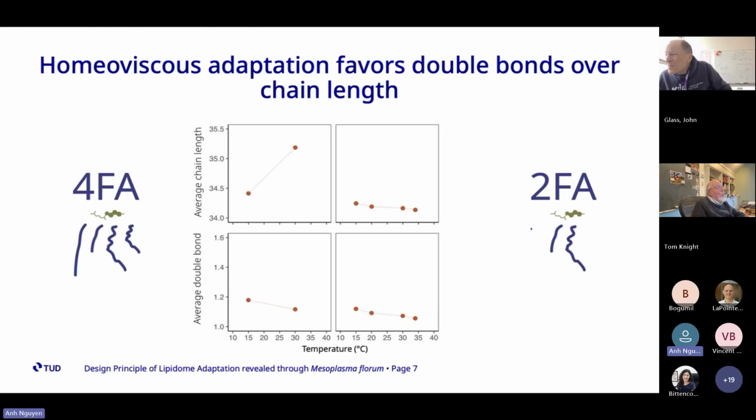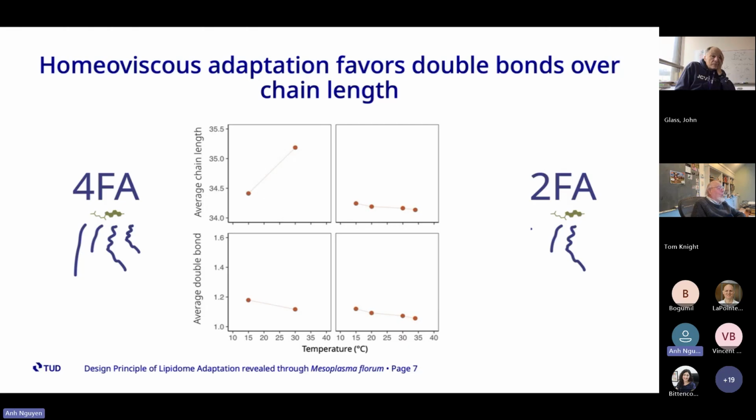And in this case, we see that they choose to adapt the double bond pattern. So the average double bond for the diets with 4 fatty acids and 2 fatty acids are similar, and they completely forgo the adaptation of acyl chain length. And if you remember from the previous slide, the adaptation pattern is similar across the two of them, meaning double bond adaptation is more important for homoviscous adaptation compared to chain length adaptation.